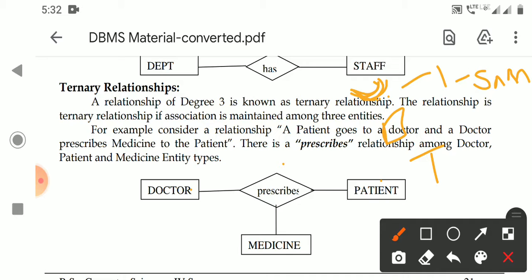Next, binary. A relationship of degree 2 is called a binary relationship. A relationship is binary if association is maintained between 2 entities. Next, ternary. A relationship of degree 3 is called a ternary relationship. A relationship is ternary if the association is maintained among 3 entity types. So these are the relationship types. Okay, students.